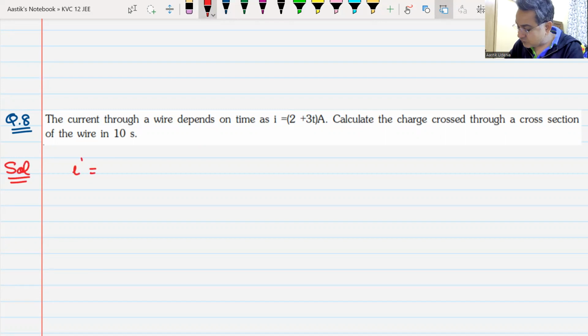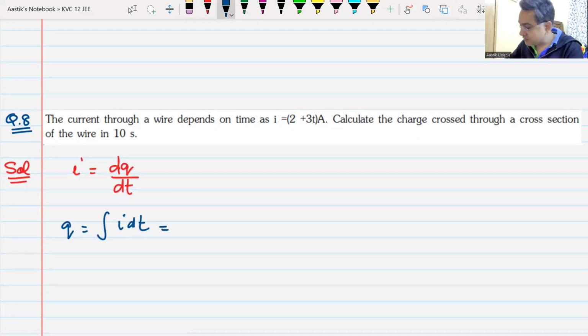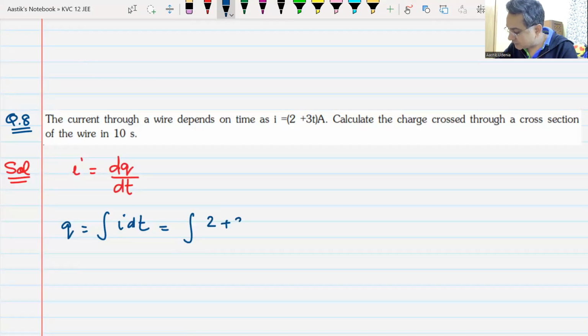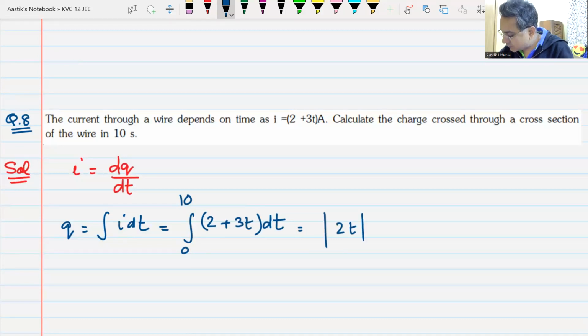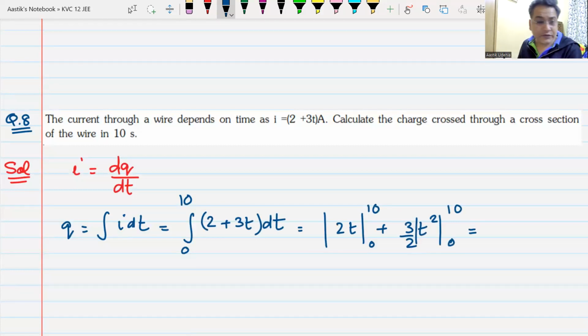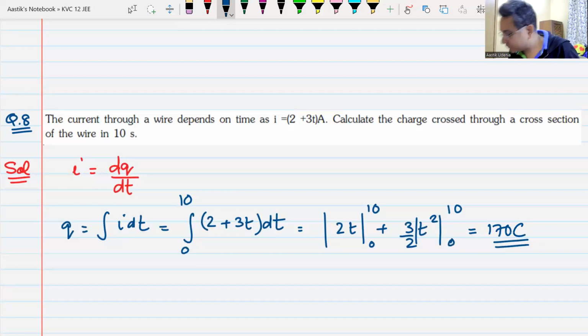I is equal to dq by dt. This is your instantaneous current, dq by dt. And from there we had devised this formula that total charge flown is integral of I into dt. We can just put the value. So it is integral of (2 plus 3t) into dt, and you have to integrate this from 0 to 10. So if I integrate this, it will be 2t integral from 0 to 10 plus 3t square by 2 integral from 0 to 10. You put the values, and I think the answer that you are going to get is 170 coulombs. Is that so? Yes, sir. Everyone understands this?